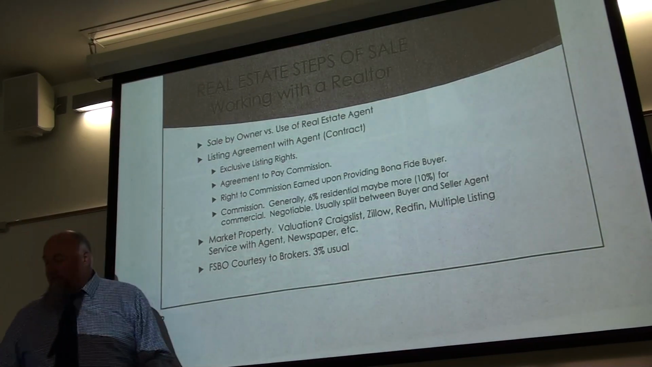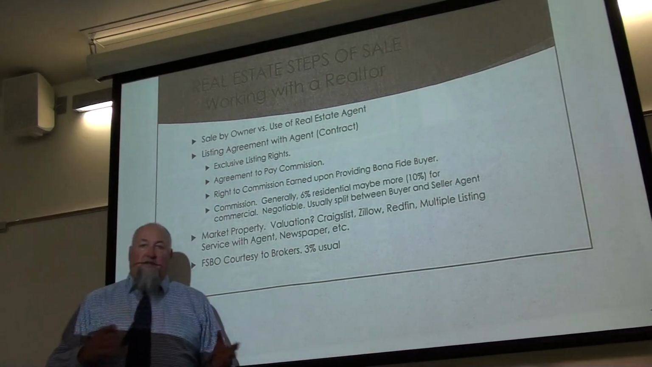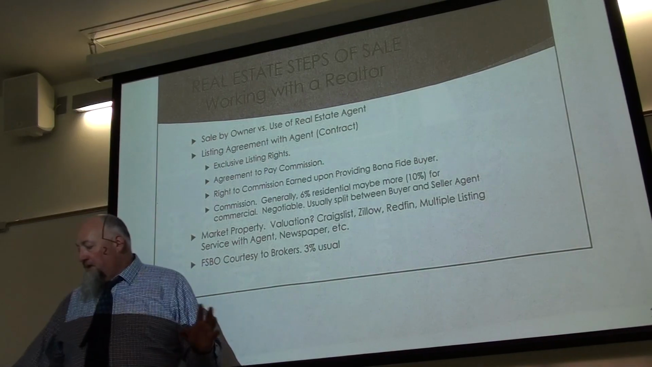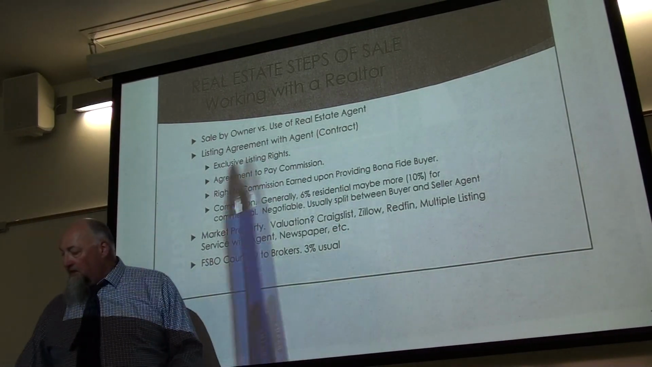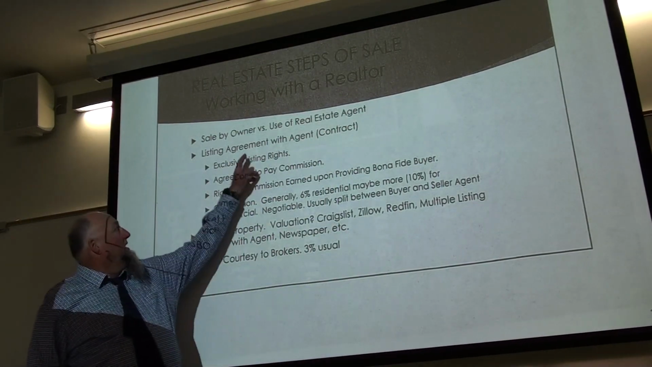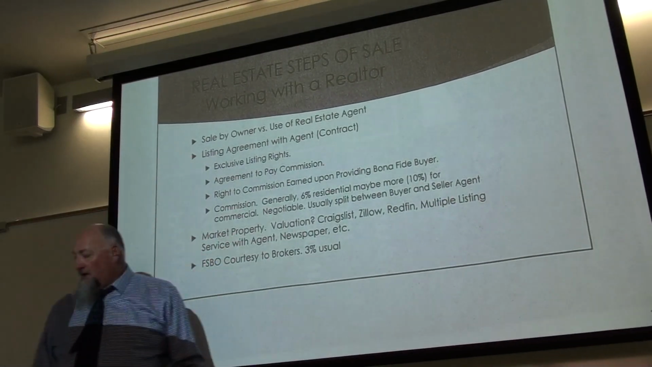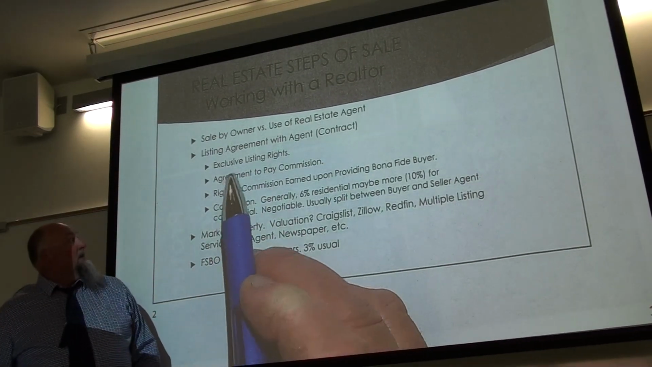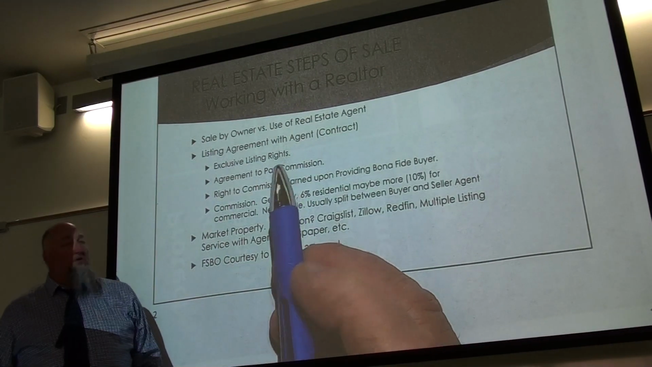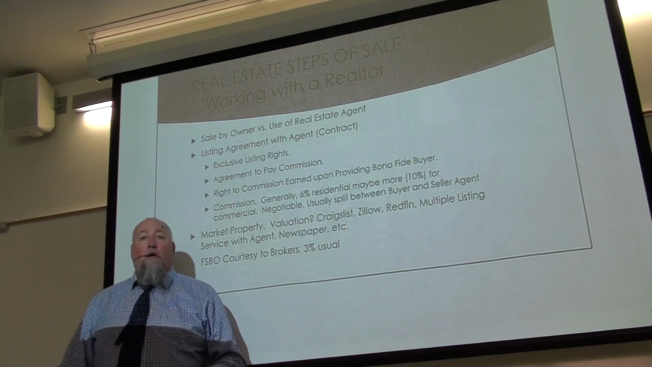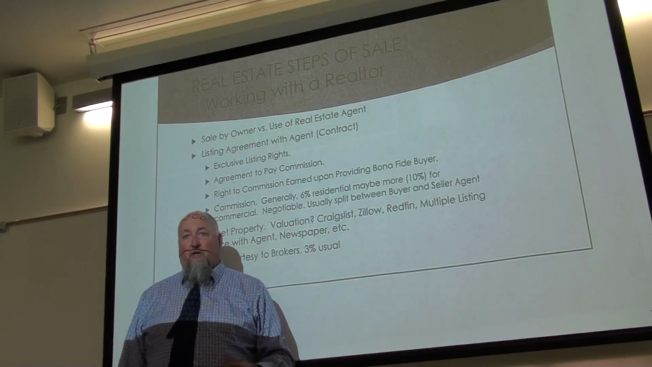Okay, so when you're selling your property, you can either sell it by yourself. You don't have to have an agent, and we'll come back to that in a moment. But if you are using a real estate agent, again, you'll enter into a listing agreement, which is a contract with the agent themselves. And that will involve exclusive listing rights, which means that they will have the exclusive right to market your property for the period of the listing agreement.